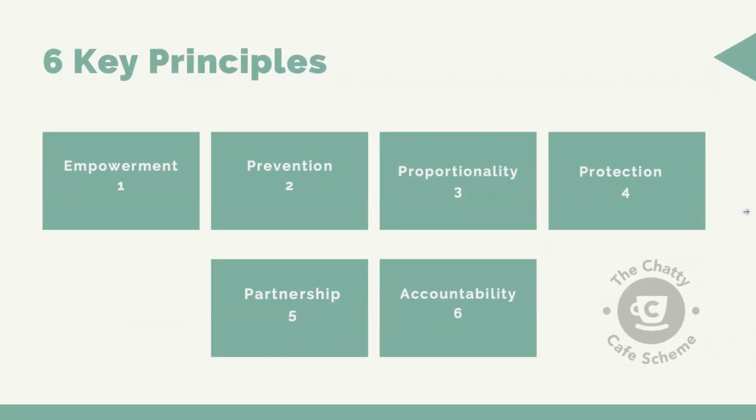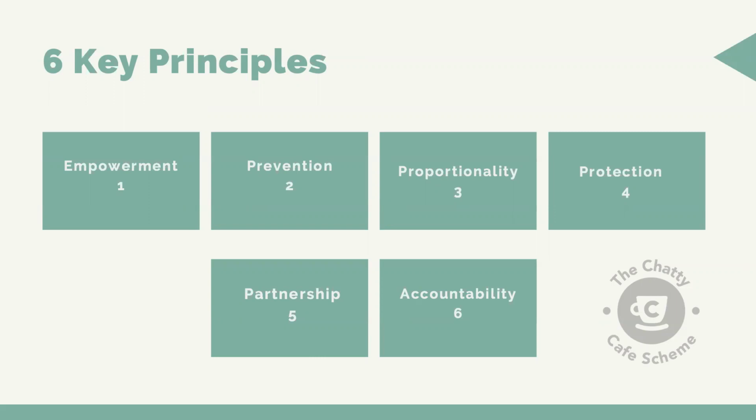There are 6 key principles of safeguarding. Number 1, empowerment. This is to ensure people are supported and encouraged to make their own decisions and informed consent. Number 2, prevention. It is always better to take action before harm occurs. Always tell a person to raise any concerns with the appropriate authorities, i.e. the police, GP or emergency services, as soon as possible.